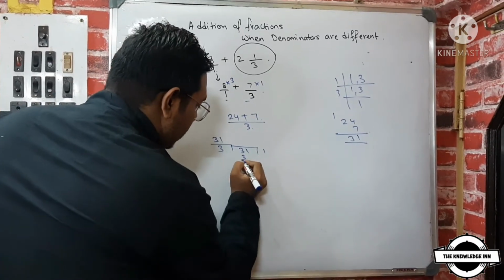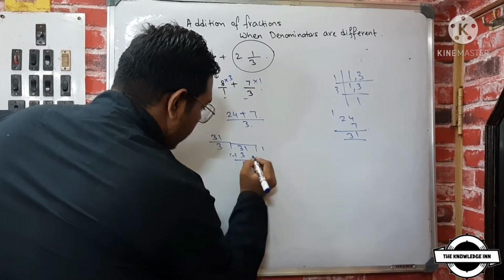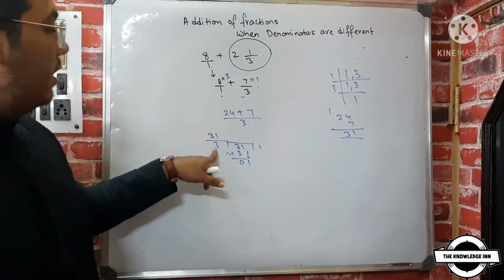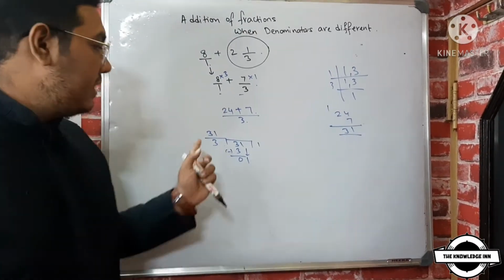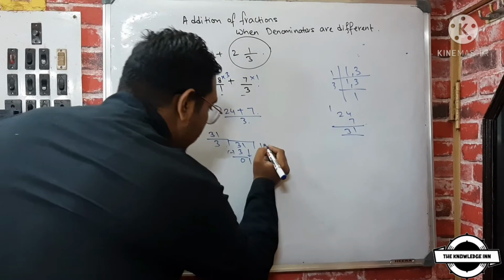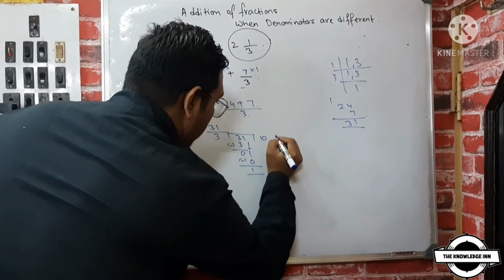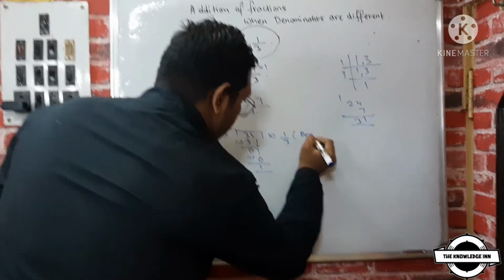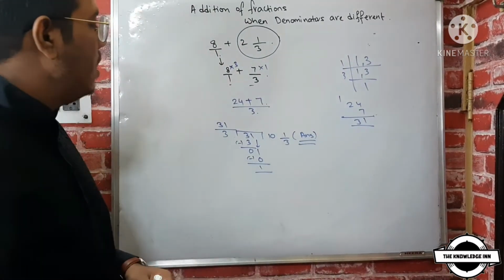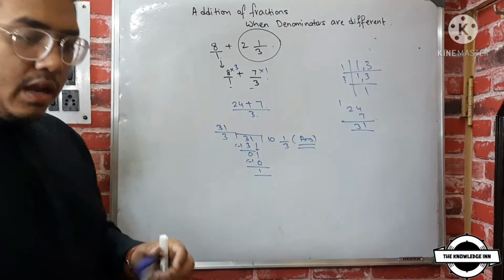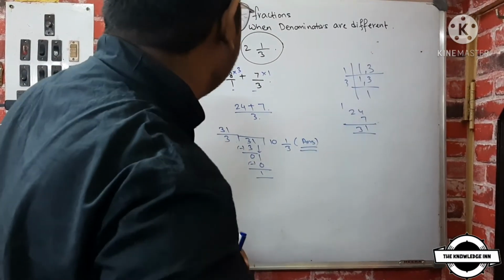3 times 1 is 3, 0, 1 will come here. In the 3 times table, you will never get 1, so we'll take 3 times 0 is 0. It's 1. So the whole number 10 and 1 by 3 is your answer. Am I clear with this sum too? We'll come up with the final example of today's class.